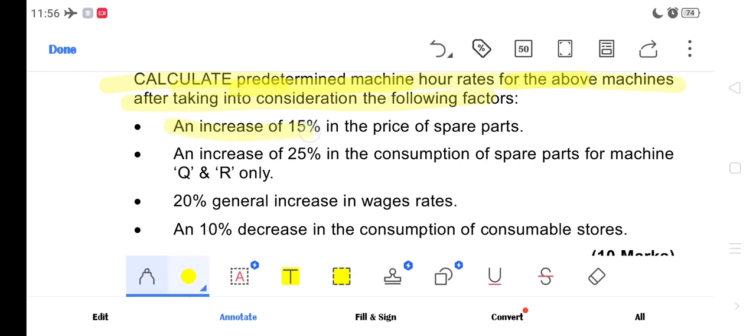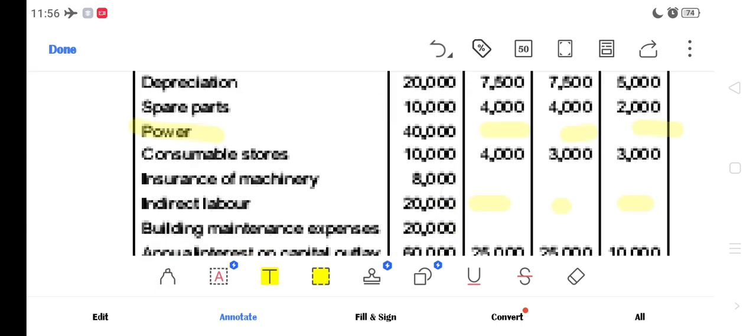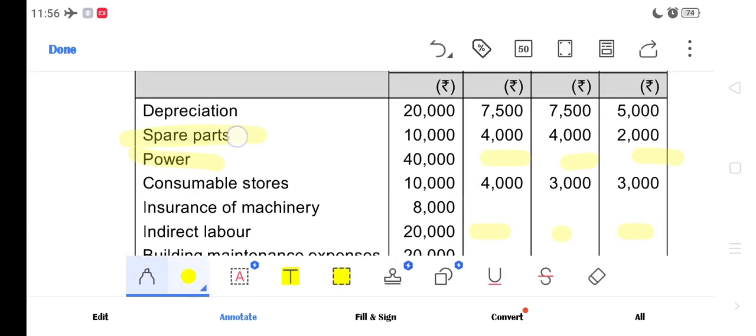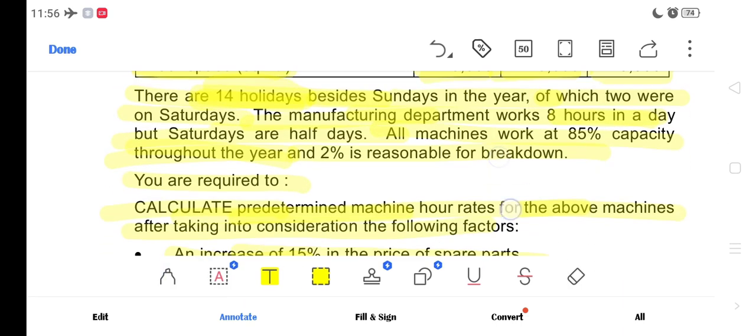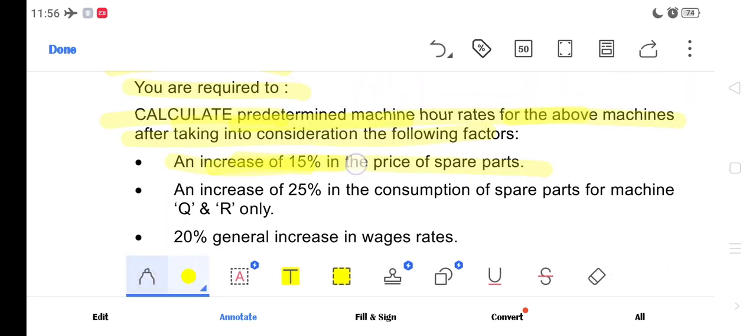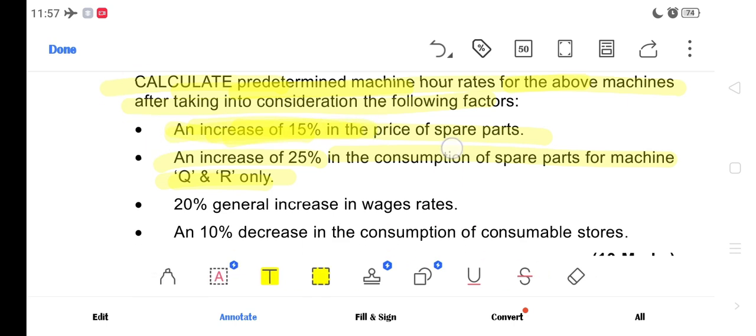One is an increase of 15% in the price of spare parts. Among the expenses there is something called spare parts. So spare parts prices have increased by 15%, and there is an increase of 25% in the consumption of spare parts for machines Q and R only. There are three machines, P, Q and R. Q and R consumption has increased by 25%, and for all three machines the price has increased by 15%, he says.